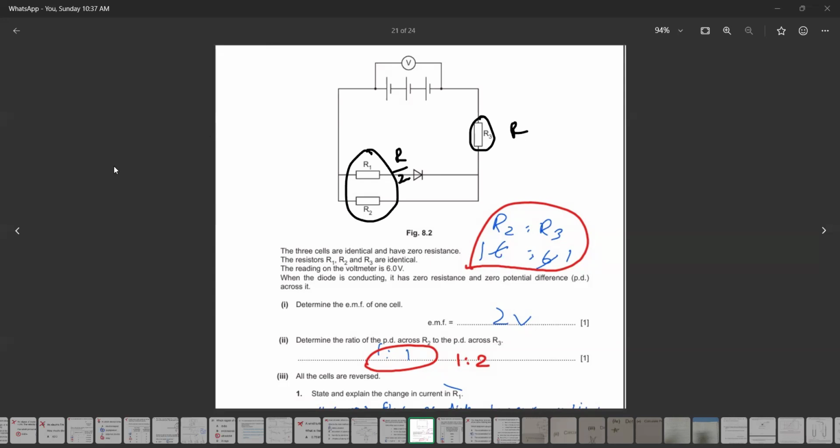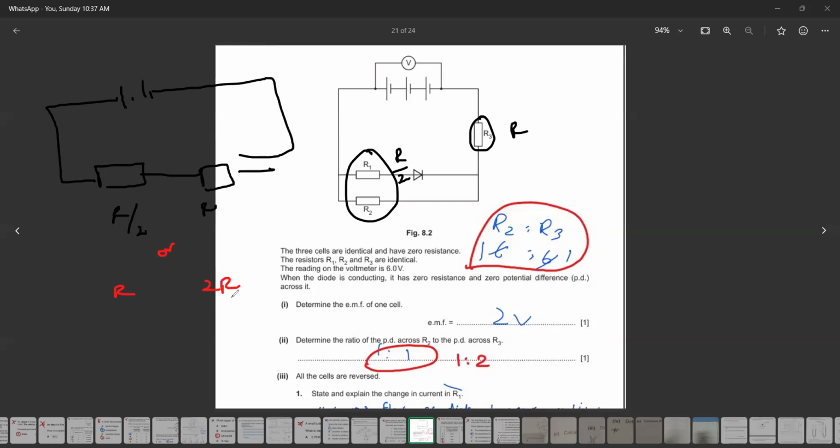Whenever two resistors are connected in parallel, it becomes half. So these two combined will be R by 2, and this resistance is still R. So if these two resistors combined have half the resistance, and this resistance is R, and I have a supply, which side will have more voltage? The ratio of the resistance and the ratio of the voltage will be the same. If I simplify, this will be R and this will be 2R. The ratio between R by 2 and R means 1 by 2 is to 1, or further simplified, 1 is to 2. That's why the ratio is 1 is to 2.